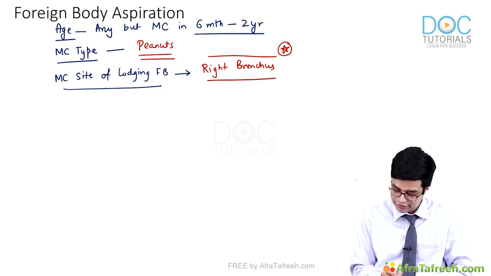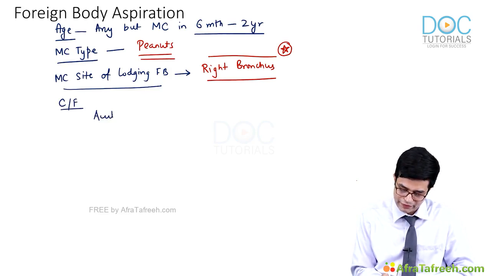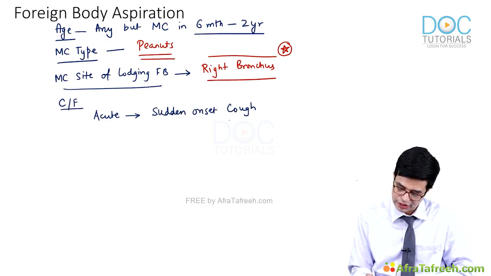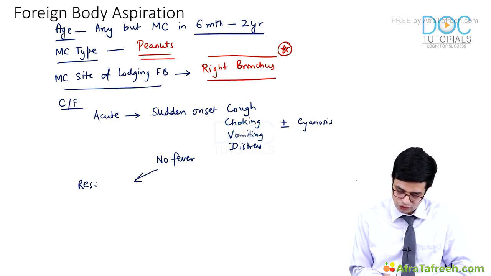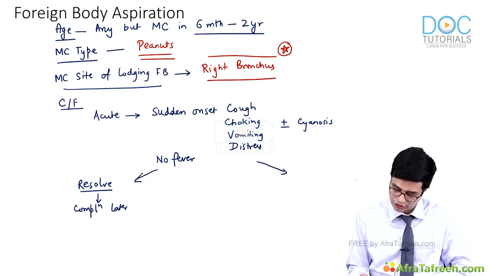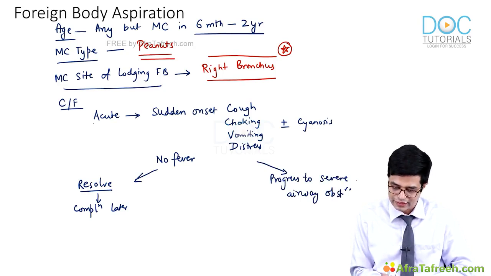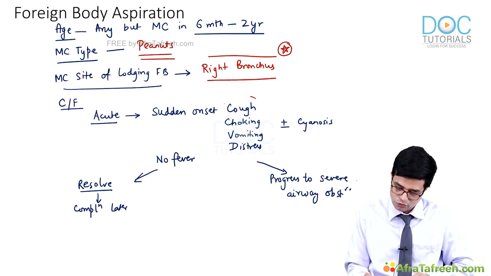What are the clinical manifestations, clinical features? Clinically, there is an acute manifestation. Acutely, there will be sudden onset of coughing, choking, vomiting, and respiratory distress, with or without cyanosis. There will be no fever in these patients. After that, either the symptoms may resolve only to present with complications later, or the patient may progress to severe airway obstruction. This is the usual presentation of foreign body aspiration. Cough is the most common symptom in these patients.